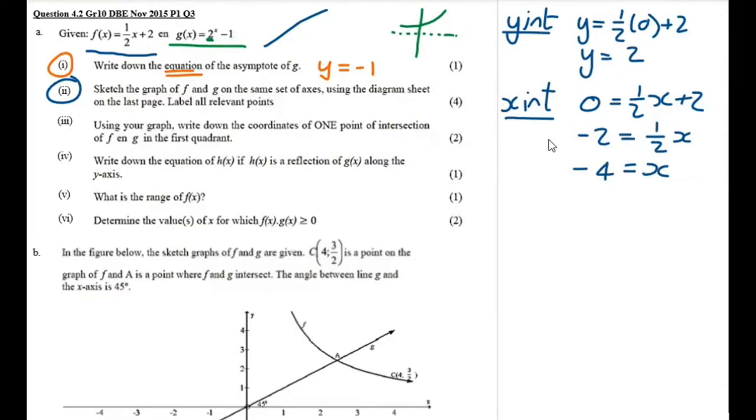I know the shape, I know the intercepts. That's all I need for a straight line. There's no asymptotes. There aren't any turning points, anything funny like that. Okay. For the graph of G, we've already got that the asymptote is y equals -1. That was our very first question. Okay. We know that it's going to be increasing.